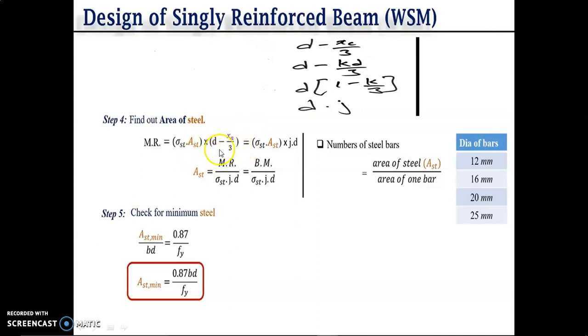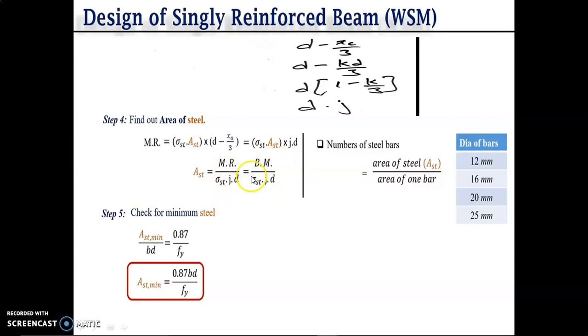We again modify this formula. We already know that in a balanced section XA is equal to XC. That's why here we write XC, so we write XC (d minus XC upon 3). Again we write XC is equal to KD, and when we solve this we finally get d dot J. That's why we modified this formula to d dot J. Now we have to find AST. So AST is MR upon sigma ST J D, which is equal to bending moment upon sigma ST J D.